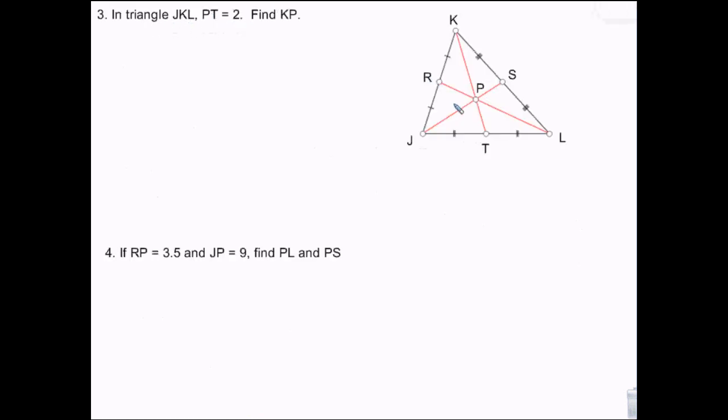PT is 2. That's this part right here. PT is 2. What's KP? KP is how much times 2? RP is 3.5.